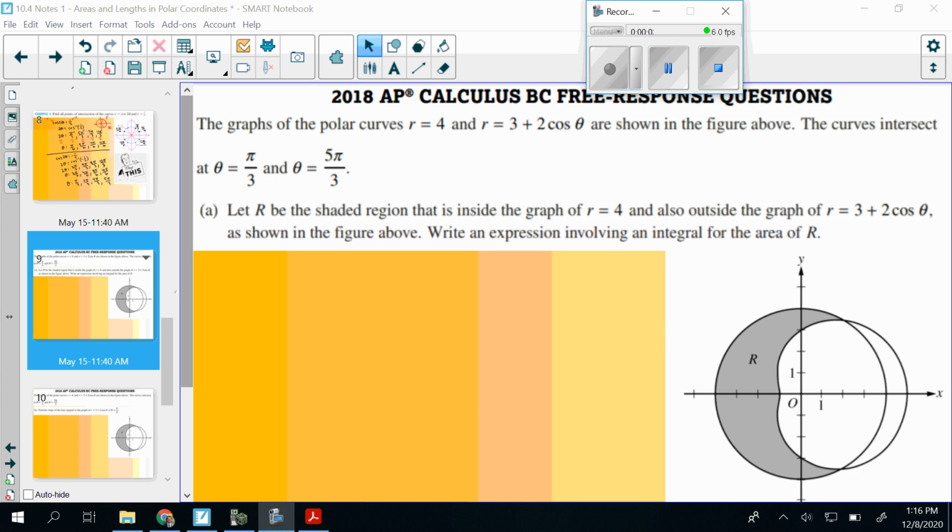All right, let's look at a polar question. This was from a free response. Also note as we're going through this problem, it was on the no calculator section, so we're not going to use our calculators. We're doing it.